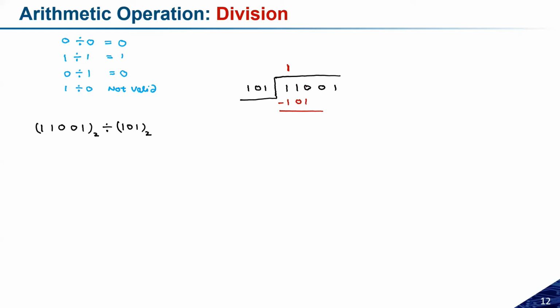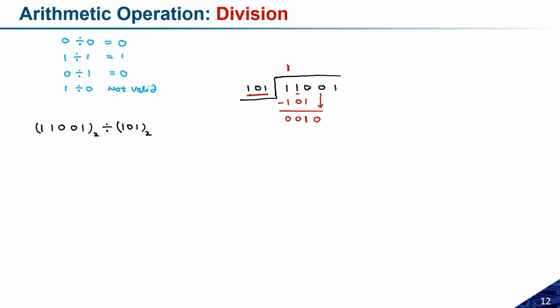0 minus 1 is not possible, so I have to take the borrow. This will become 1 0, and 1 0 minus 1 will become 1. Sorry, I made a mistake. Then 0 minus 0 is 0, and 1 minus 1 is 0. So this is the number we are getting, 0 1 0. 0 1 0 divided by 1 0 1 is not possible because this number is the bigger one.